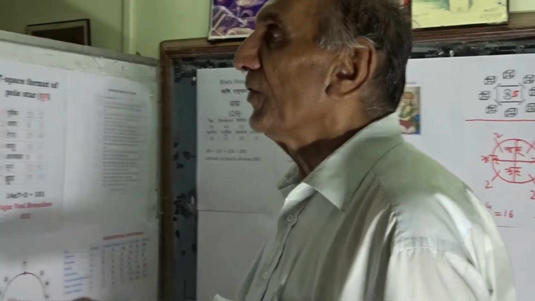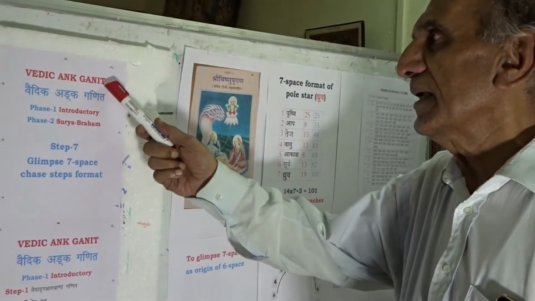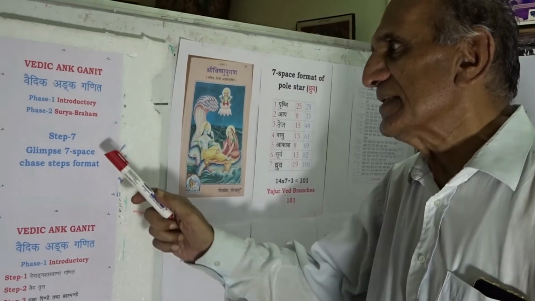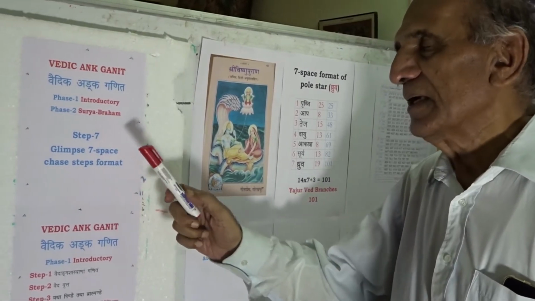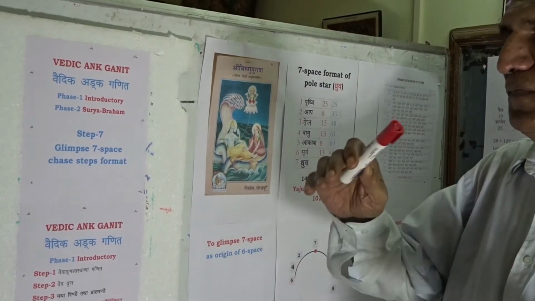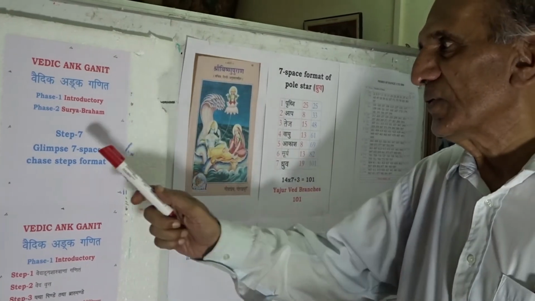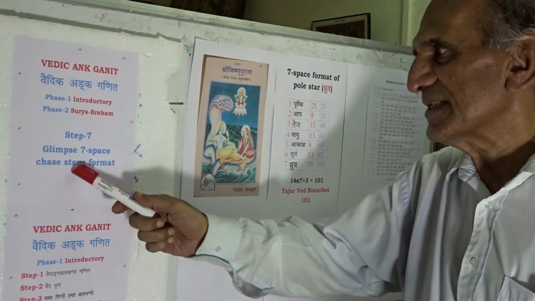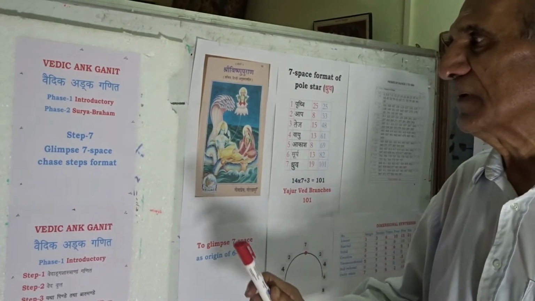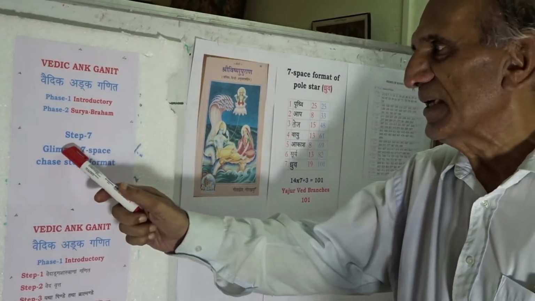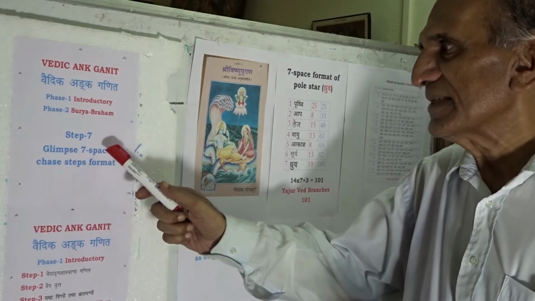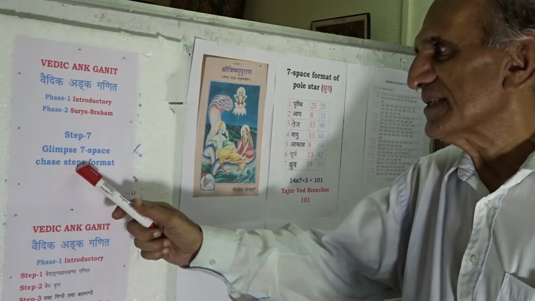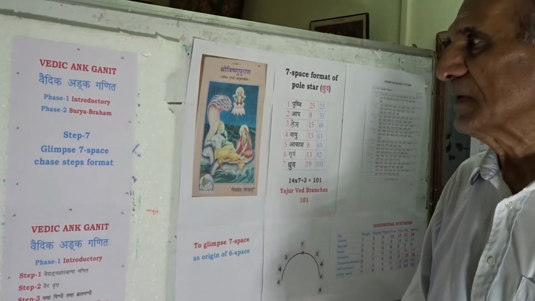Welcome to Vedic Ganit discipline of knowledge. In step 7, our focus is to glimpse 7 space chase steps format. First we shall glimpse 7 space and then we have to glimpse its chase steps format.